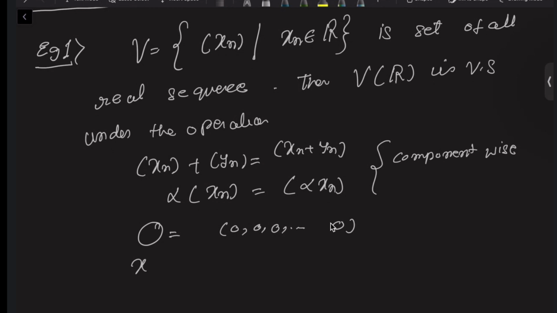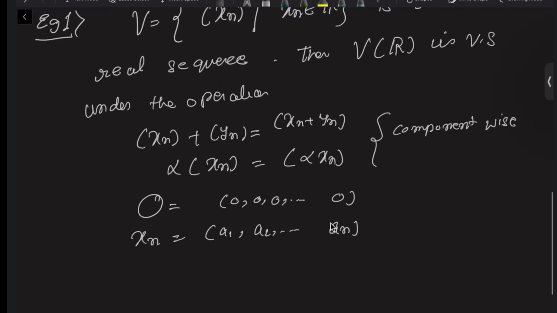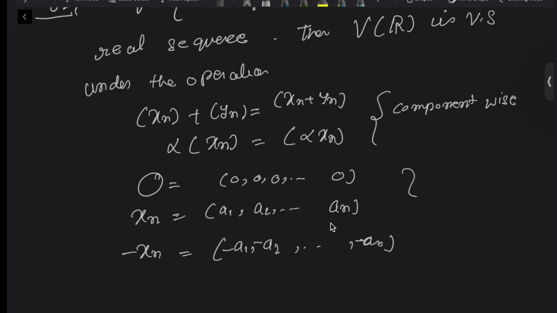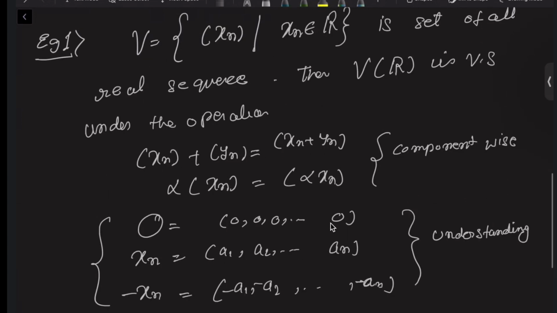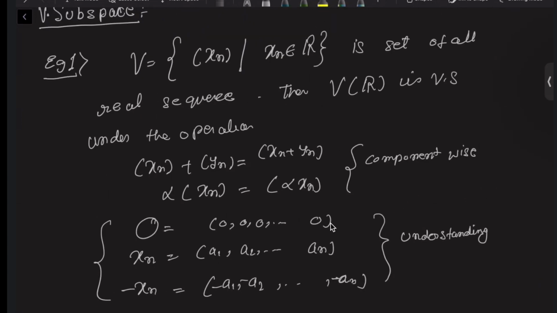For any sequence (xn) which has the form a1, a2, ..., an, what would be the inverse? The inverse, which we denote as minus (xn), is nothing but minus a1, minus a2, up to minus an. This is just for your understanding. So this is one example in which I have taken all the real sequences.